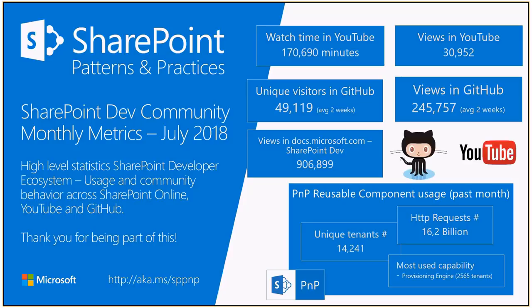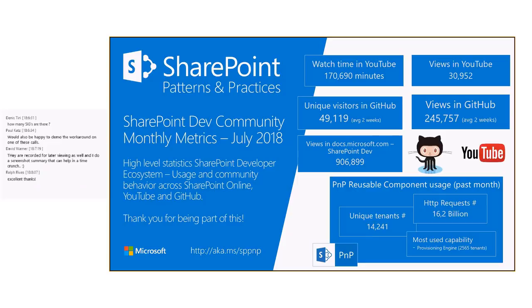On YouTube, we had 170,000 minutes in July 2018 and 30,000 views. So you can count how much a single view was on average based on that. We had 49,000 unique visitors on GitHub, which is great. So people can actually find our open source initiatives, our samples. So that's really cool. And there were quite a lot of views on GitHub as well.